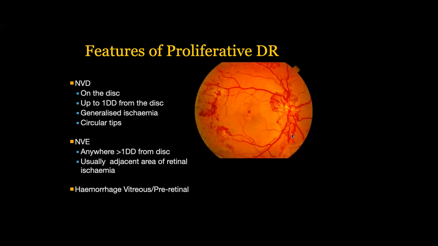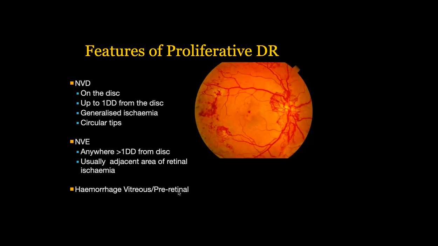When the vessels are on the disc, we call it NVD. So either on the disc or within one disc diameter from the disc. But if it's away from the disc by more than one disc diameter, it is called NVE. So NVE and NVD are features of proliferative. Similarly, vitreous hemorrhage and pre-retinal hemorrhage are also features of proliferative.